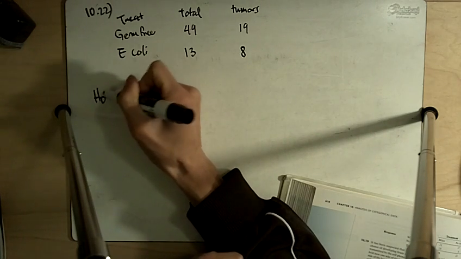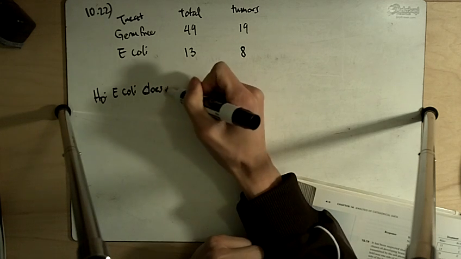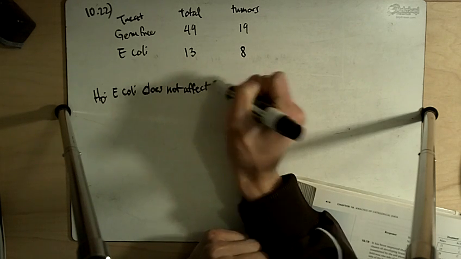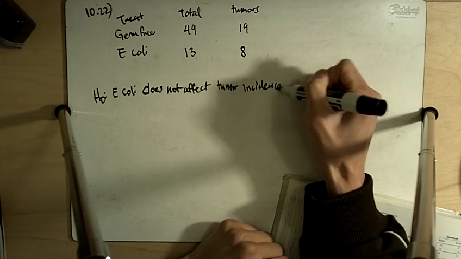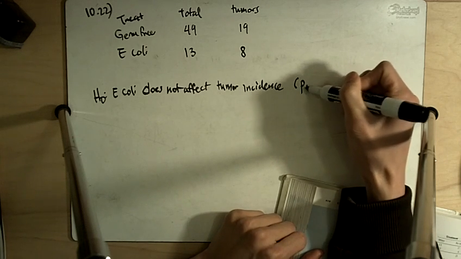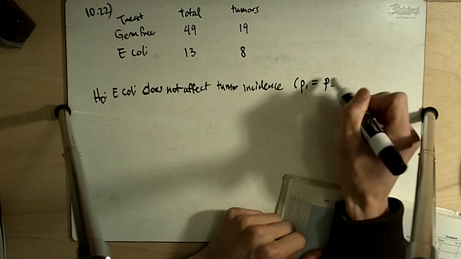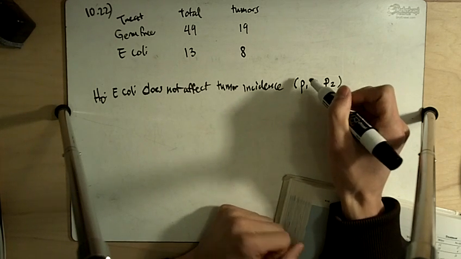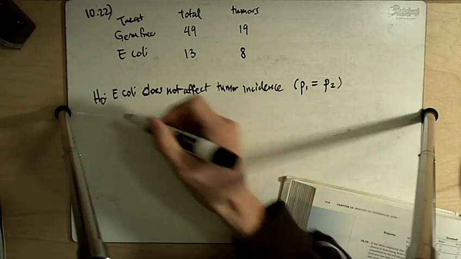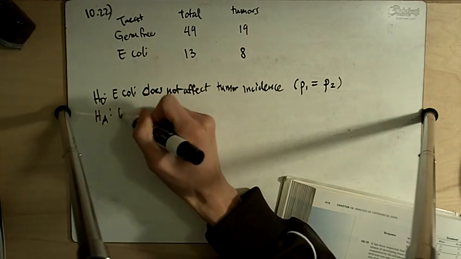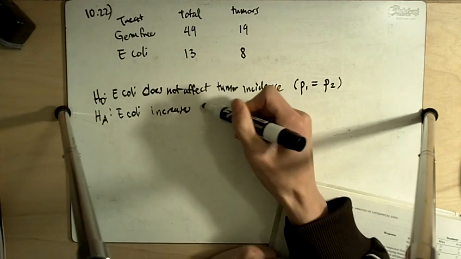So here our null hypothesis is that E. coli does not affect tumor incidence. Okay, in other words, P1, this is the proportion of mice with tumors in the germ-free group, is equal to the proportion of mice with tumors in the E. coli group. And the alternative is that E. coli increases tumor incidence.